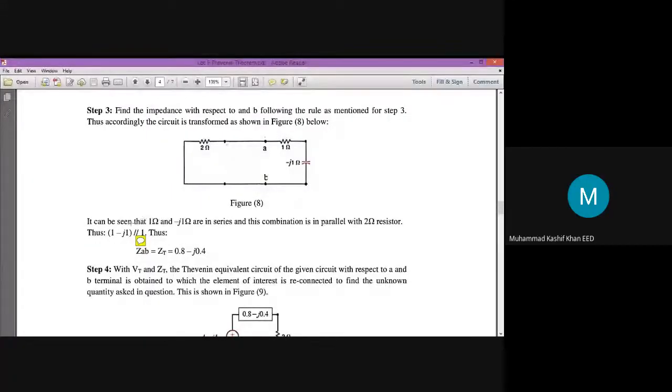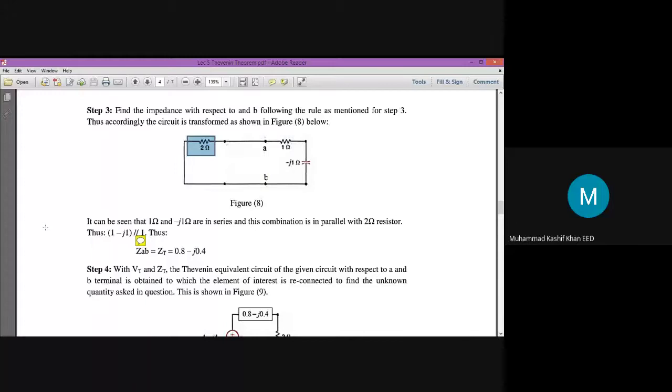Okay, back to the lecture. Now, the equivalent impedance in this particular circuit will be equal to the series combination of 1 minus j1 ohm in parallel to this 2 ohm. This is 2, not 1. I have added a comment over here. This is 2 ohm. So the parallel combination of the 2 ohm resistor with the series combination of 1 minus j1.